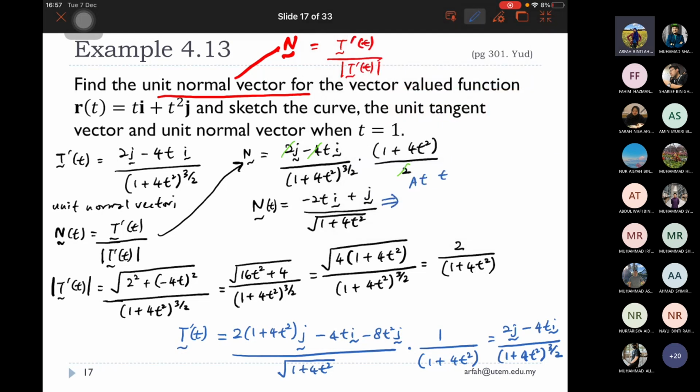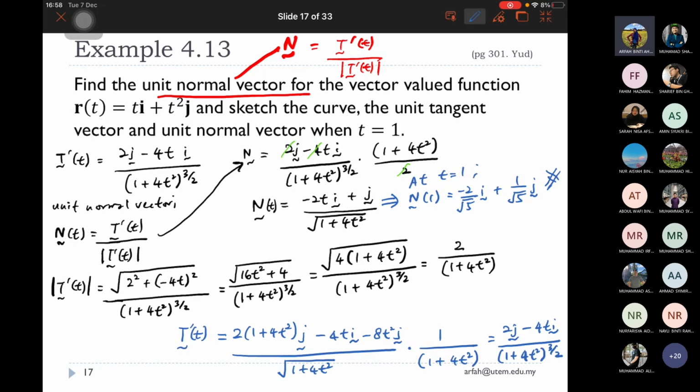At t equal to 1, n will be equal to negative 2 over root 5 i plus 1 over root 5 j. Substitute t equals 1 into the equation. So this is the final answer. It is quite long because you have to get the Euclidean length, and in this case the unit tangent vector is in terms of a fraction. You have U and you have V. That is why finally you get the answer to be like that for the unit normal vector.